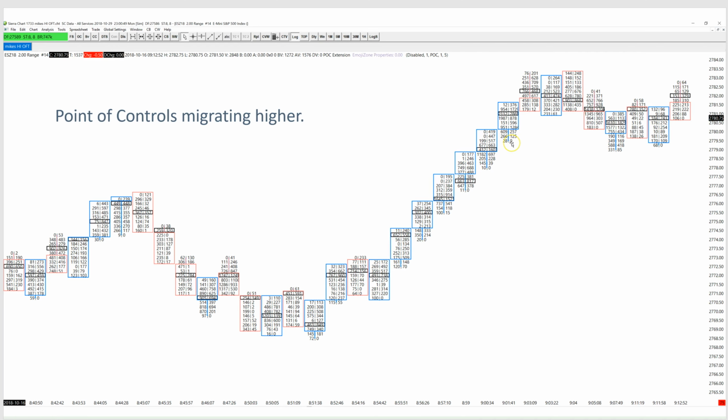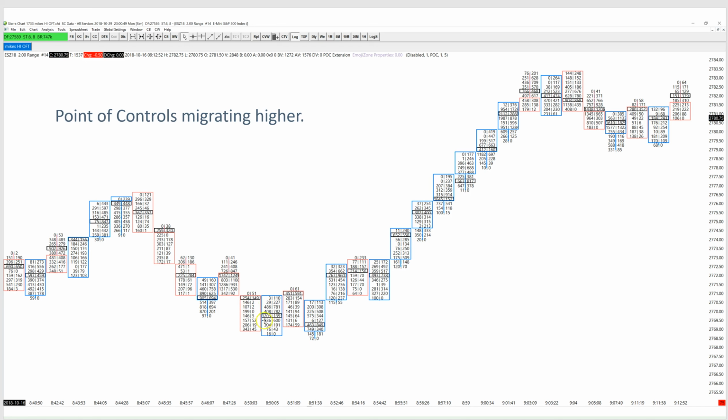This is what happens in a market that's rallying. You're seeing the point of controls in each bar higher. Obviously, you got higher highs. That's one way to tell. But where is the market pulling back to? Point of controls are holding as support on a move up, just as they'd be holding on a move down.